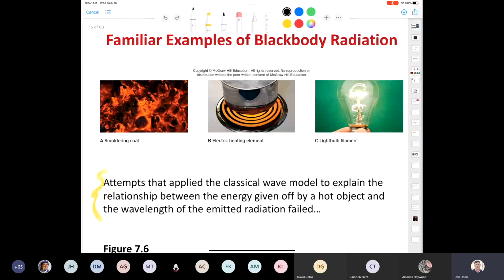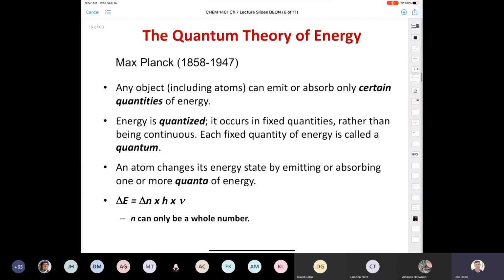And so when Max Planck came along, it says even in our textbook that basically through an act of desperation, he came up with an equation that works, that explains the wavelengths of light and the connection to the energy that's given off in blackbody radiation. And what he postulated is this. He said that any object, including atoms, can emit or absorb only certain quantities of energy.